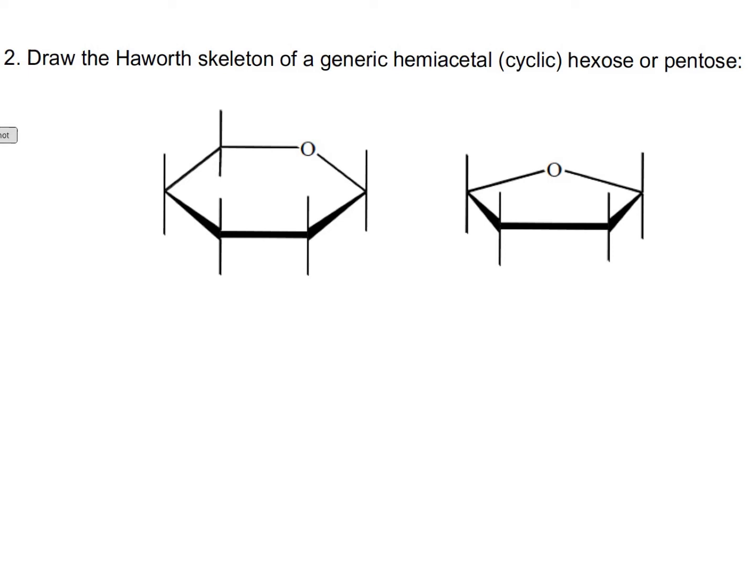The next thing we need to do in order to convert those acyclic structures into their cyclic counterparts as a Haworth projection is we'll draw the Haworth skeleton of a general hemiacetal hexose or pentose. So this structure here with 6 carbon atoms in the ring will be our general template that we will use for the hemiacetal hexose. And we see the word hemiacetal with reference to sugars.